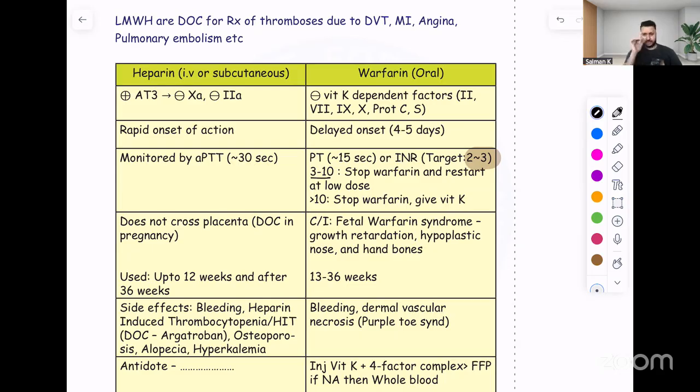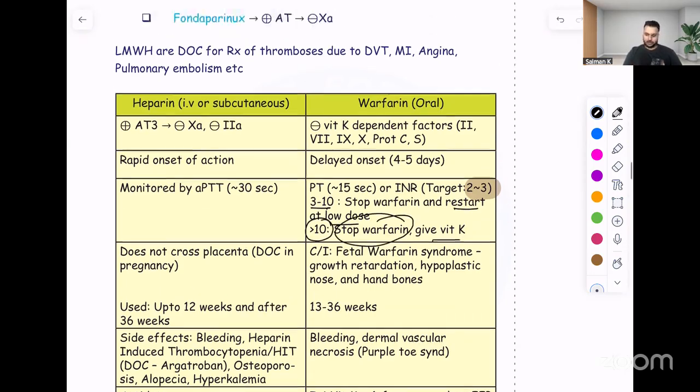But if it is DVT or somebody else, 3 to 10 is like a higher dose. So what you should do, start at a lower dose. If the value is becoming more than 10, then there is too much, give antidote. In fact, if there is active bleeding at any INR, you should give antidote. That is the simple logic any doctor should have.